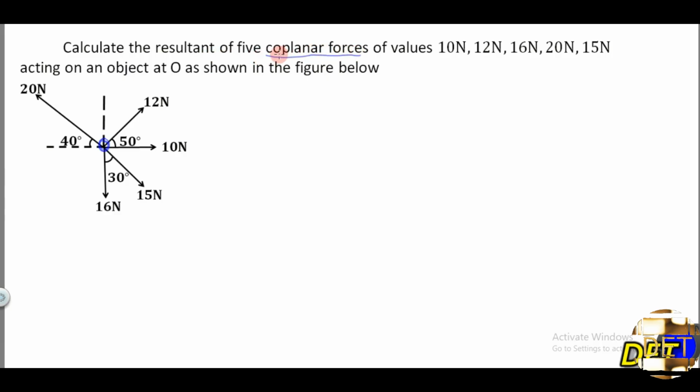What are coplanar forces? Coplanar means that they are working on the same plane. They are acting on the same plane, just as we have co-workers. Co means the same. Co-workers, they are working in the same place. That's how we also have coplanar forces, forces acting on the same plane, right? So we have five coplanar forces here, and these are their values. We are asked to look for the resultant of these five coplanar forces.